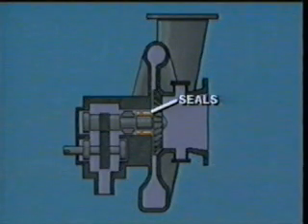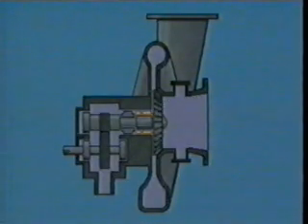Seals prevent the compressed gas from leaking out around the shaft. In addition to seals, most compressors have a seal oil system to further limit gas leakage. This seal oil system can either be a separate system or part of the lube oil system.